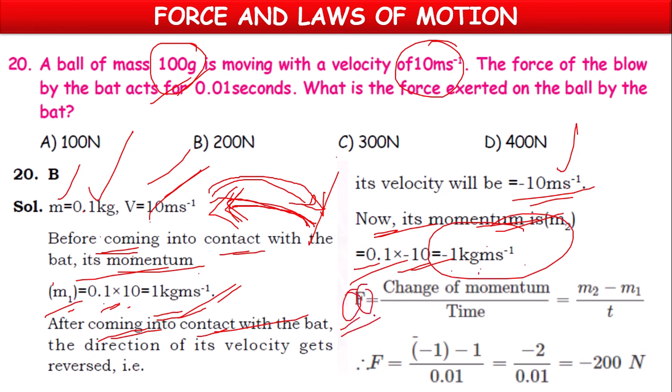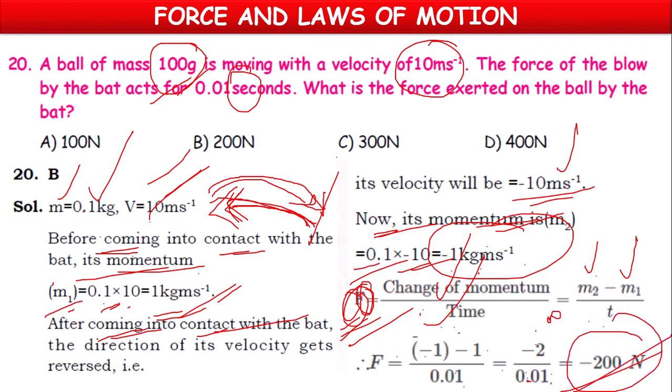So F, force. How can we calculate force? Means change of momentum by time or rate of change of momentum. So P2 minus P1 by t. Final momentum is minus 1. Initial momentum is 1. Minus 1 minus 1 by time 0.01 seconds, that equals minus 2 by 0.01. We can see 2 decimals are there, so we can keep 2 zeros in the numerator and remove the point here. So minus 200 newtons is the force exerted on the ball by the bat.